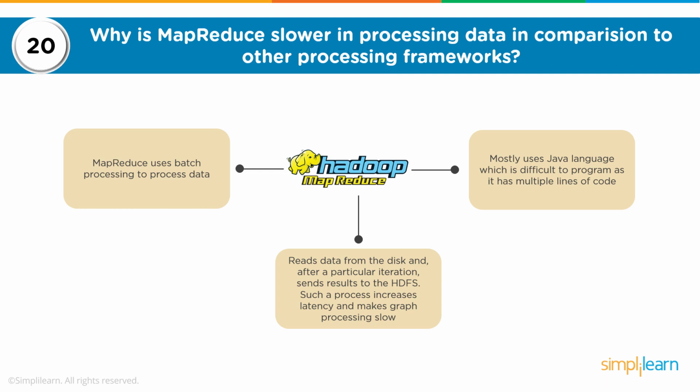Why is MapReduce slower in processing? So we know MapReduce goes for parallel processing. We know we can have multiple map tasks running on multiple nodes at the same time. We also know that multiple reduce tasks could be running. Now why does MapReduce then become a slower approach?